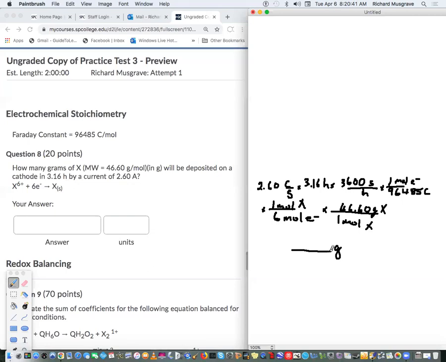If I was to do the math though in my calculator, I'd do 2.6 times 3.16 times 3600 divided by 96485 divided by 6 multiplied by 46.6. And that would give me my answer. Does anybody have any questions for number 8? Okay.